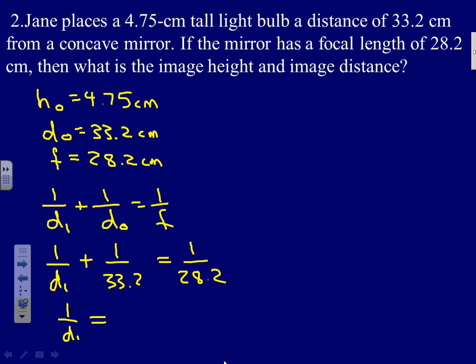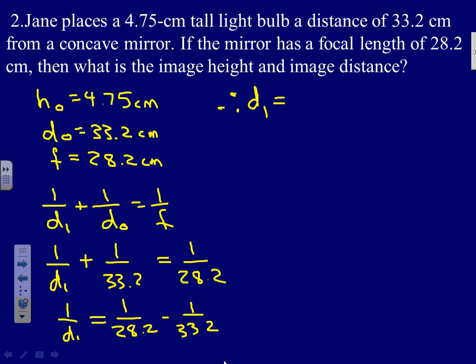As I rearrange, 1 over di equals... I'm hoping we can do this mathematically. We know that when we bring this to the other side, it's going to become a negative. 1 over 28.2 minus 1 over 33.2. And in the end, I'm going to just put therefore di equals. Now, if we were doing this with common denominators, we'd have many more steps. But again, I've taught you how to use the inverse button.